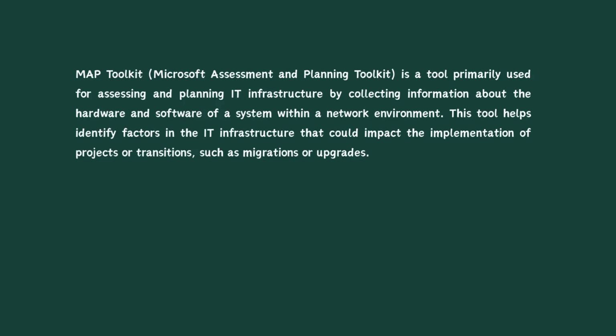MAP Toolkit, Microsoft Assessment and Planning Toolkit, is a tool primarily used for assessing and planning IT infrastructure by collecting information about the hardware and software of a system within a network environment. This tool helps identify factors in the IT infrastructure that could impact the implementation of projects or transitions, such as migrations or upgrades.